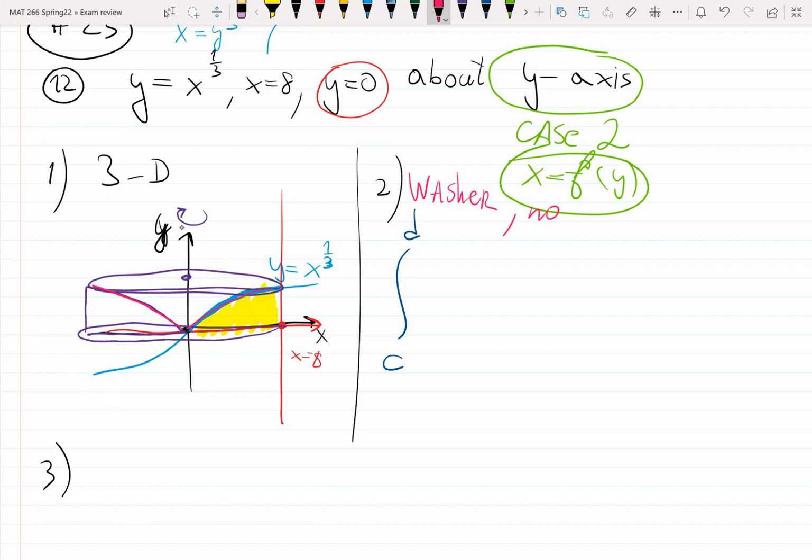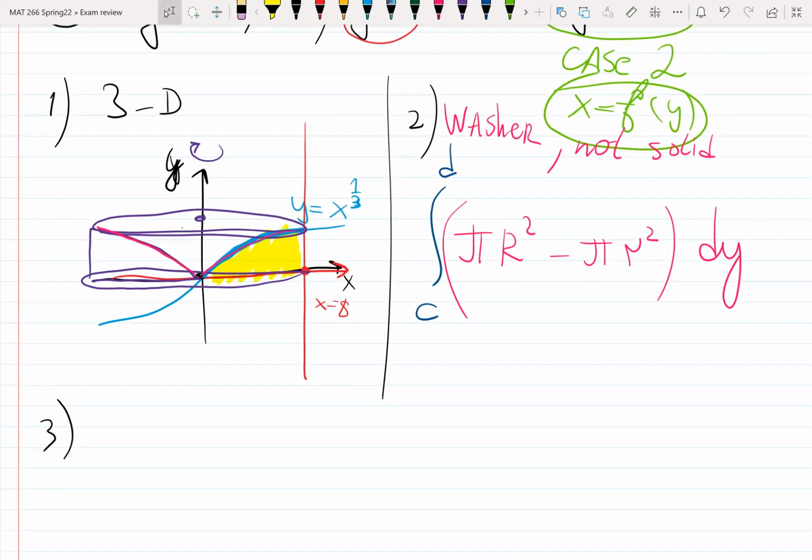Let me write down, not solid. Then the shape of the integral will be pi R squared minus pi r squared, where capital R, the big R, is the big radius, and small r is the small radius, dy, like so. And I usually factor out pi. So we need c and d. C and d means I need to find how tall my object is on the y-axis. One is obvious, it is 0. The other one is not obvious. We need to actually find it.